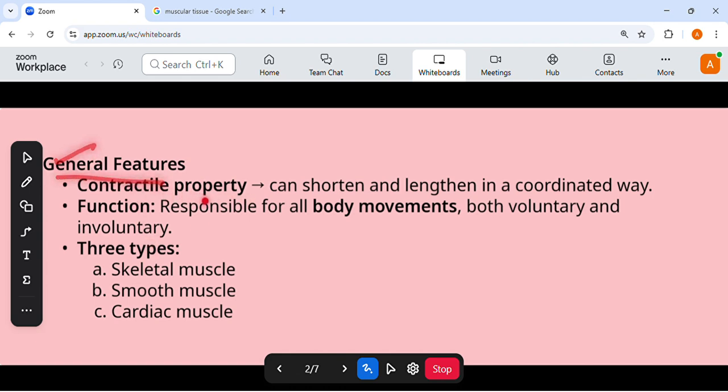They show contractile property, that is they can shorten or lengthen in a coordinated way. The muscle can shorten, or else it can increase its length. Not the muscle, the filaments we are talking about here. Okay, that is a contractile property.